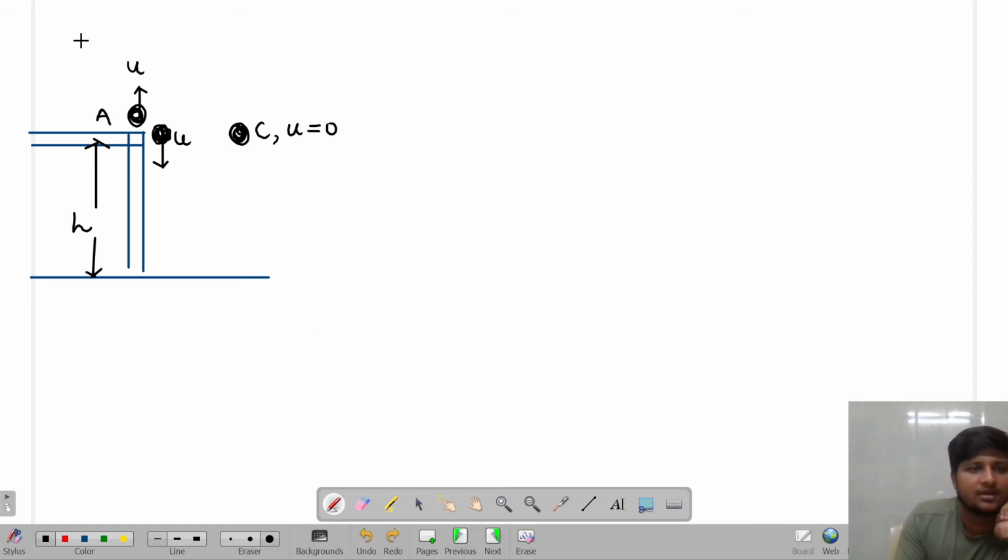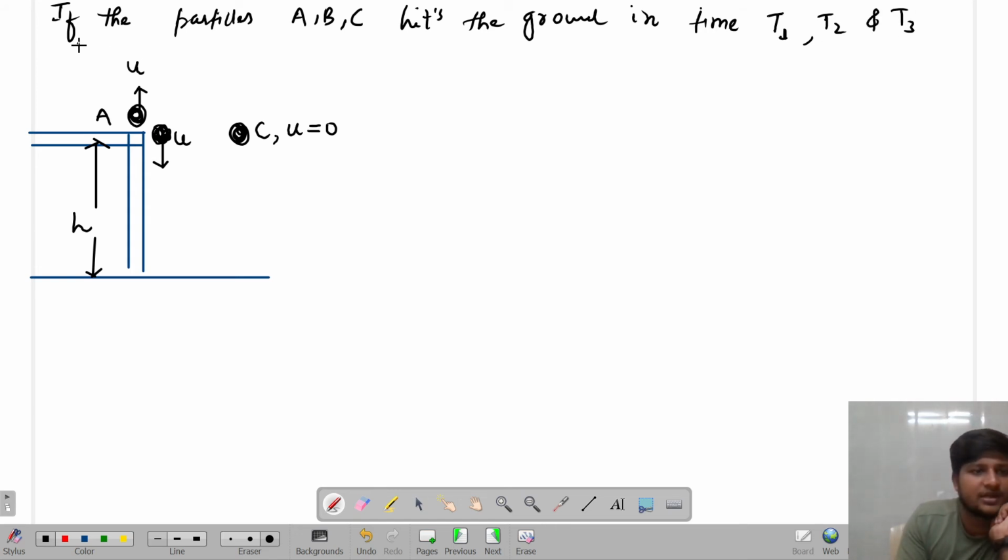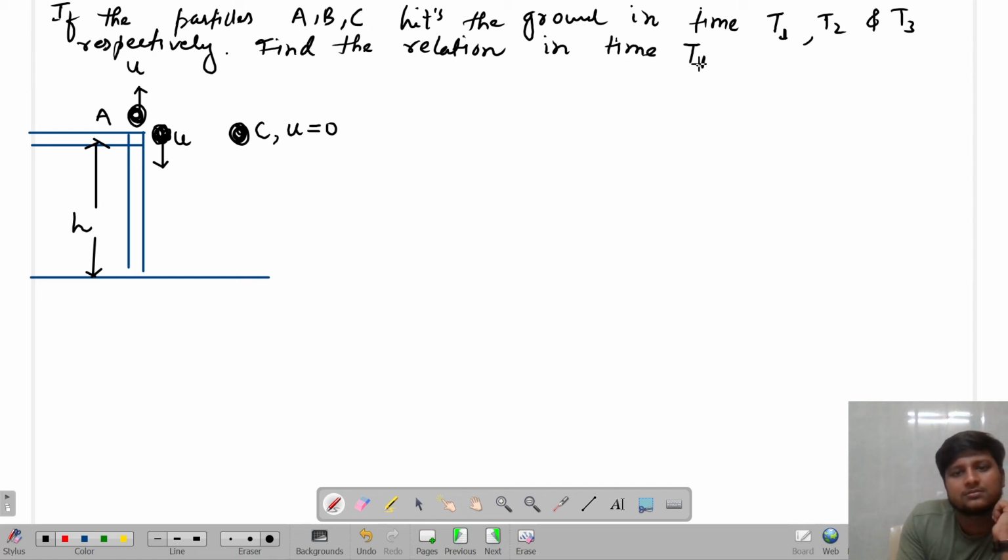So what is the question? If the particles A, B, C hit the ground in time t1, t2 and t3 respectively, find the relation between the times t1, t2, t3. Find it, guys. Can you calculate? Do it fast.